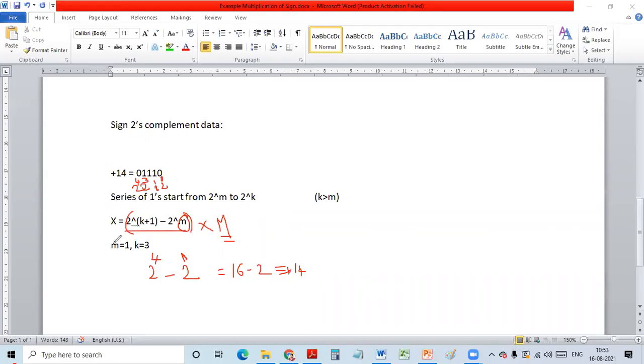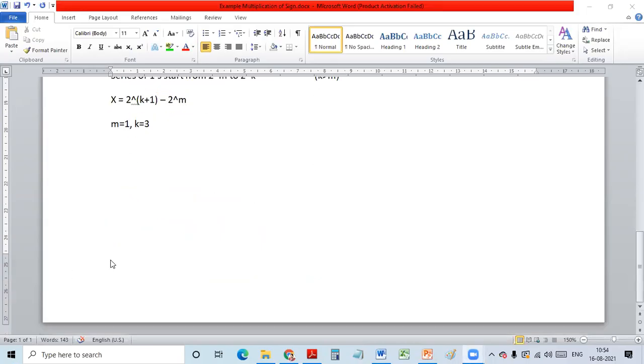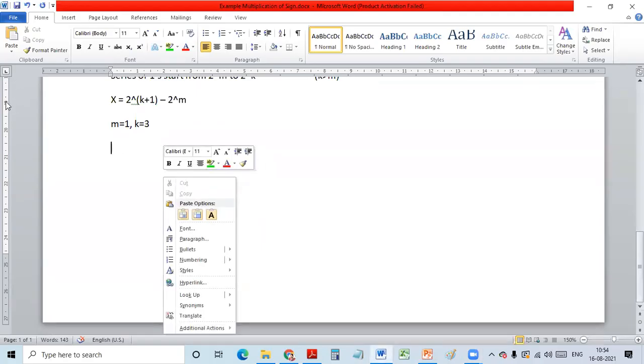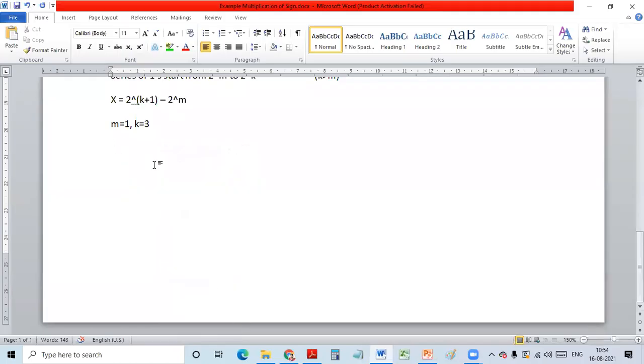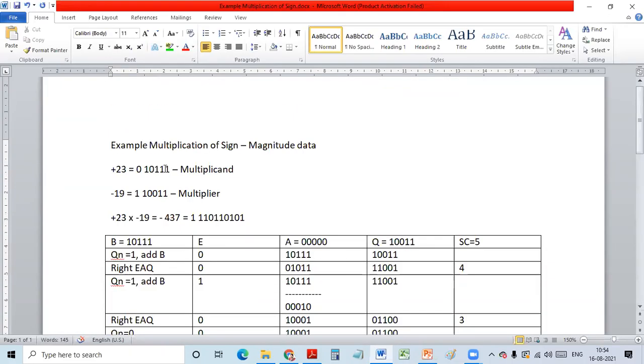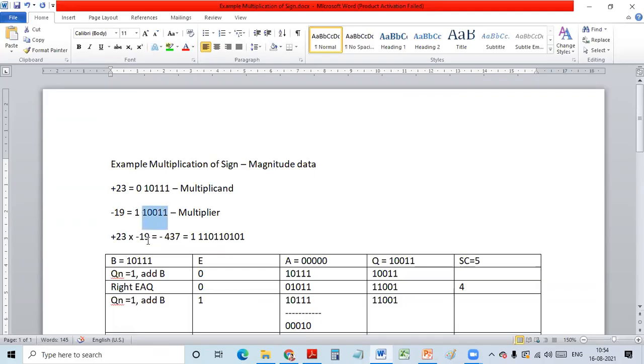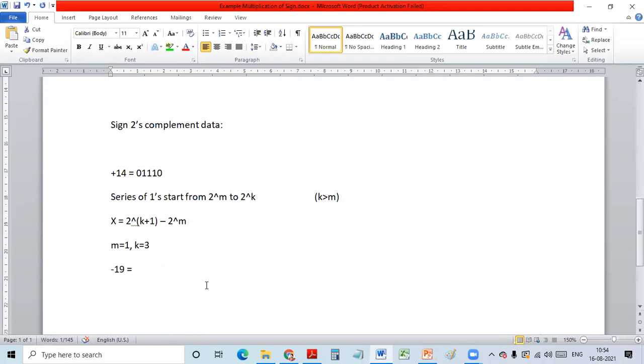Before going to the algorithm, let us see this principle with one or two examples. Take any number, check both positive and negative numbers. Let us take the number minus 19 that we have seen earlier. How is minus 19 represented? The corresponding binary value: your 19 is this much, right? 10011.